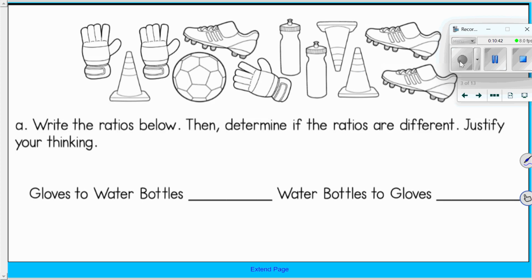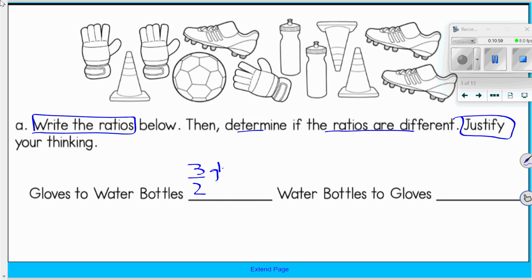Okay, we need to write the ratios below, then determine if the ratios are different. Justify your answer. So if I looked at gloves to water bottles, what was that ratio? 3 to 2. So 3 gloves to 2 water bottles. What about water bottles to gloves? 2/3, 2 water bottles over 3 gloves. So are they the same ratio?